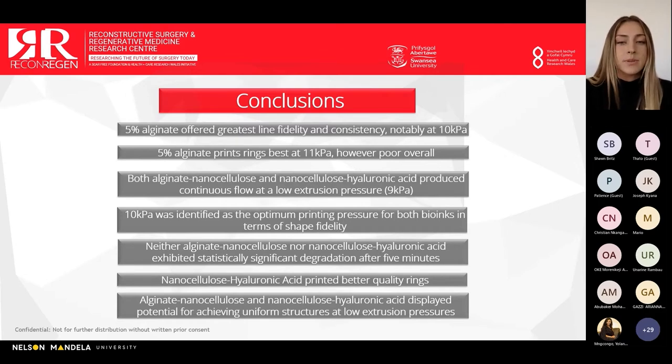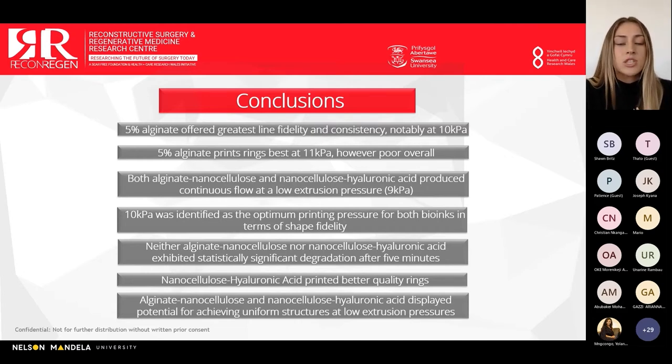Neither blend exhibited statistically significant degradation after 5 minutes, which is a good sign for future use. It was found that nanocellulose hyaluronic acid produced rings with greater fidelity and uniformity at a lower extrusion pressure than alginate nanocellulose, which could be seen in the images on previous slides, which I will go back to if requested.